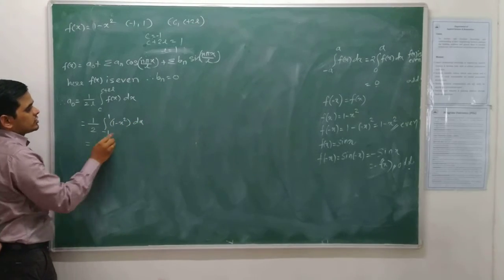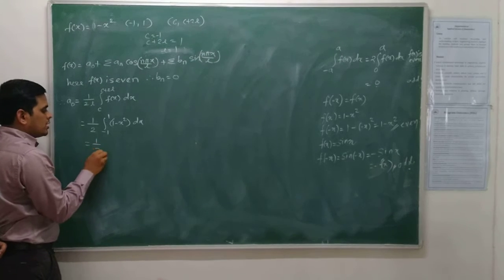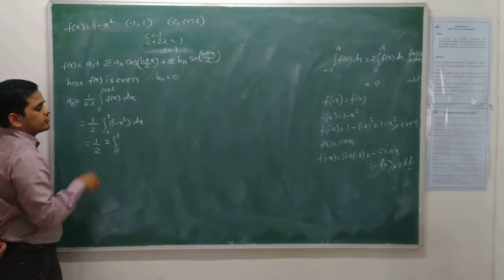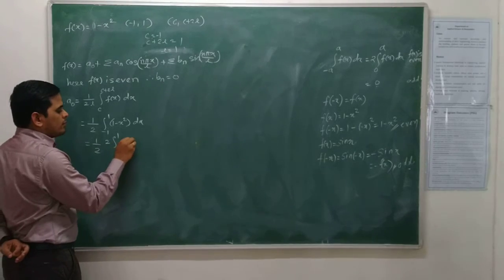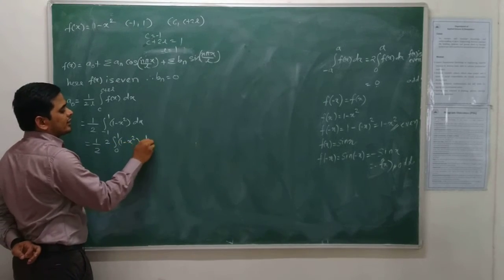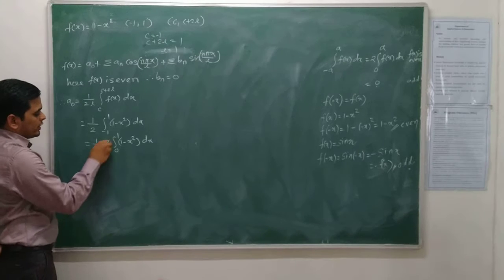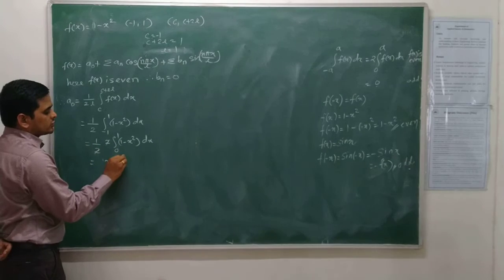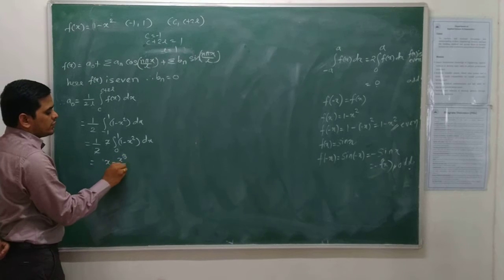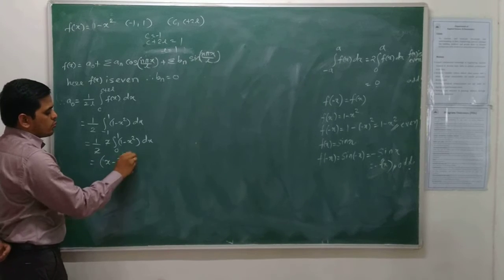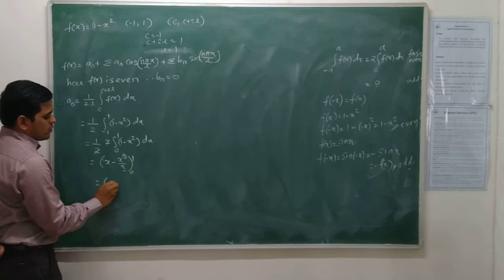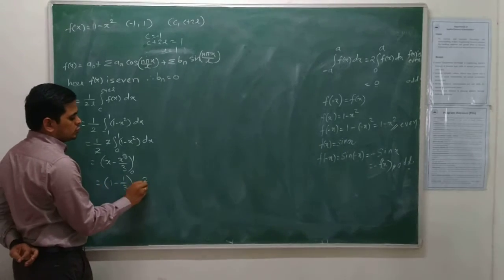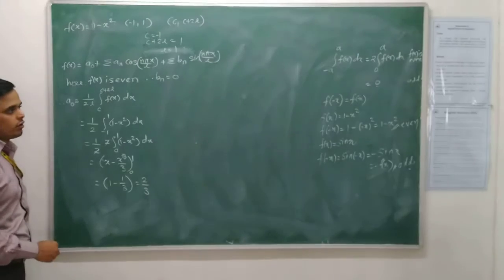As this is an even function, from this property integration from minus a to a can be written as 2 times integration from 0 to 1 of 1 minus x square dx. So 2 gets cancelled. Integration of 1 will be x. Integration of x square will be x cube upon 3. Limit from 0 to 1. Hence which gives 1 minus 1 by 3. So 3 minus 1, that is 2 by 3 is the value of a naught.